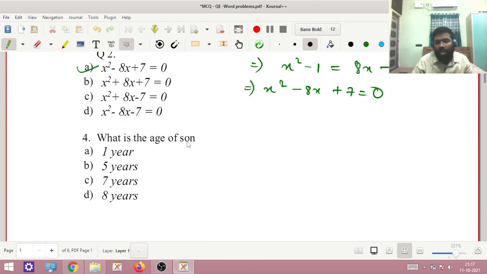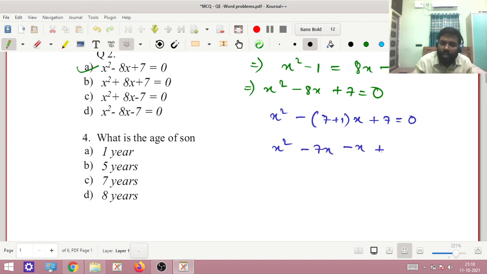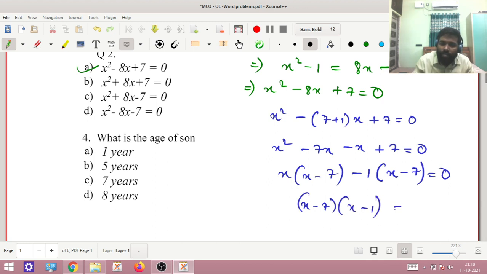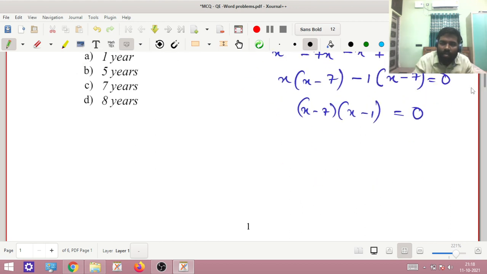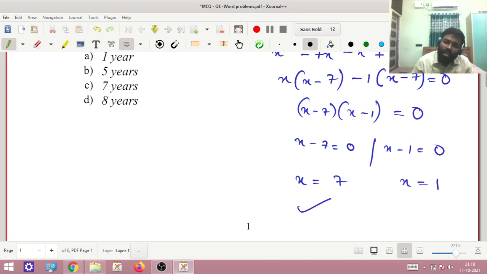Then what is the age of son? We need to factorize this to get the value of x. It's quite simple: 7 plus 1 is 8. I hope you all know how to do middle term factorization. We take x as common, and 1 as common here, where the sign changes. You get x minus 7 and x minus 1. Taking x minus 7 as 0 and x minus 1 as 0 gives x equal to 7 and x equal to 1. So x equal to 7 will be the correct option.